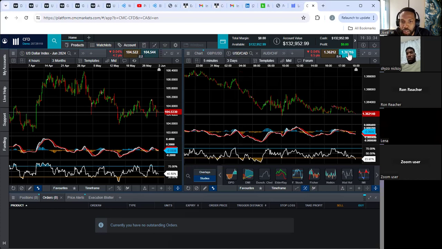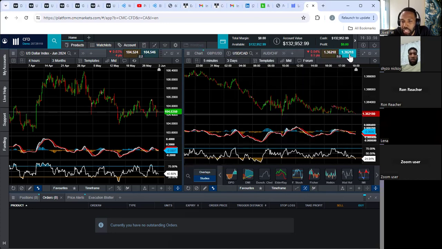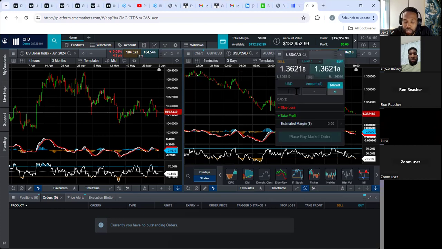So for me, I guess for demonstration purposes, I'm gonna place an order on this one, right? This is a demo account, so this is not real money. So if you want to buy, you'd select the blue, and then you essentially put in the amount that you want to trade.